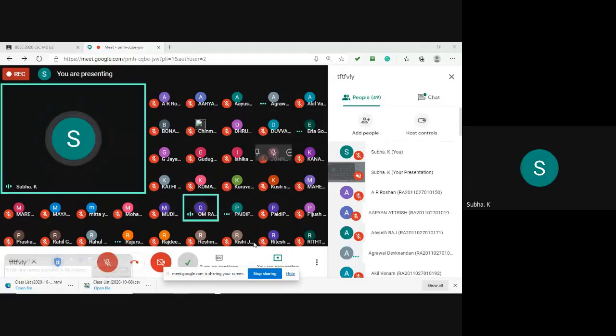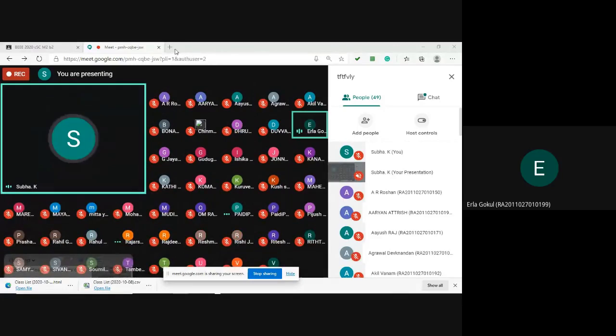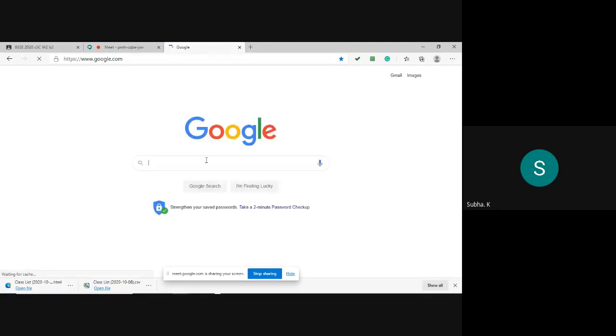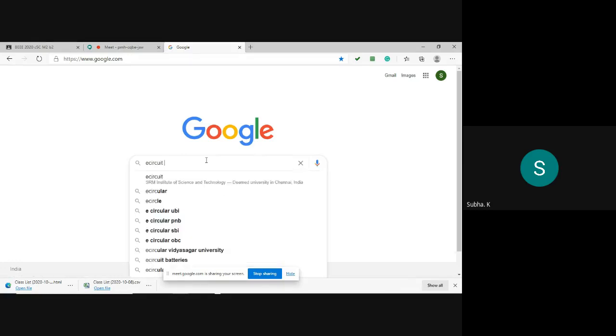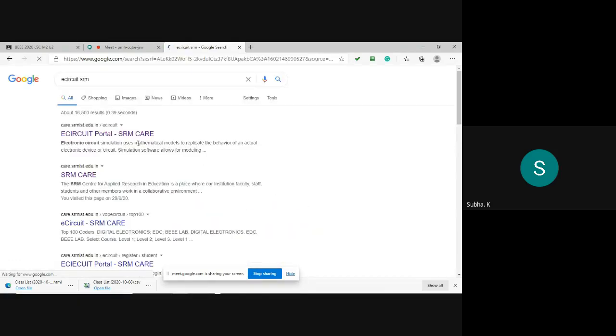Okay, see, I am presenting on another screen. I think you are able to see my screen. I am going to Google, just type Google. In that Google box, I will put e-circuit SRM. Then I will go to the first result, the e-circuit portal.